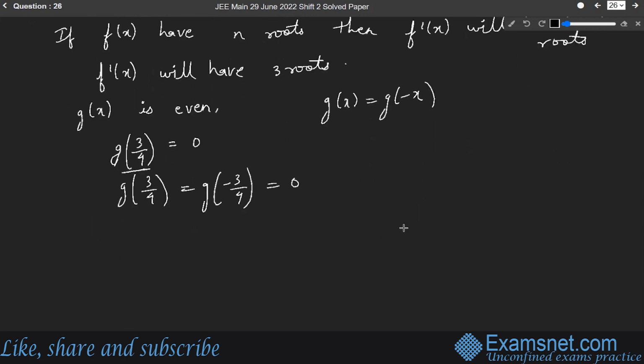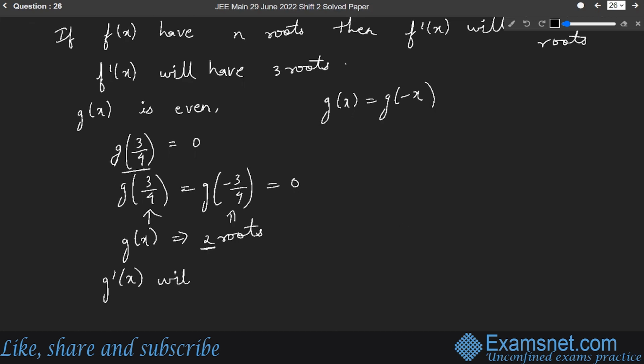Now you can see that it is very clear. The function g of x has two roots. But if a function has two roots, then its derivative, which will be g dash x, will have n minus 1 roots. What is n? n is 2 roots.